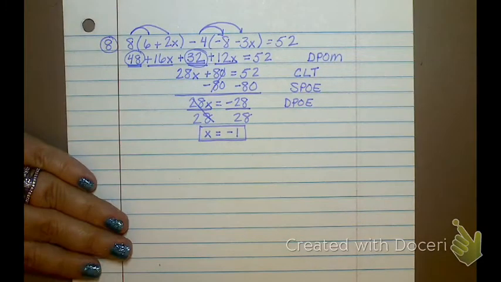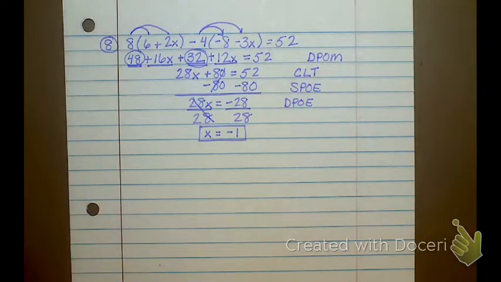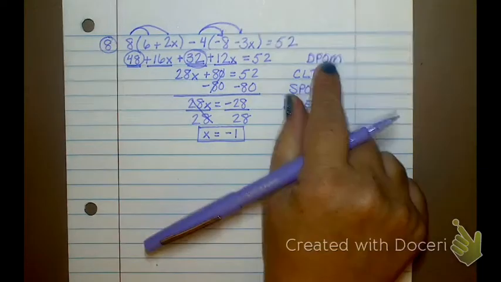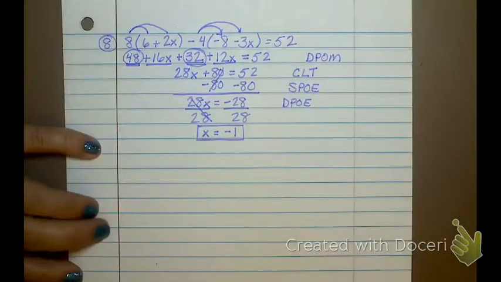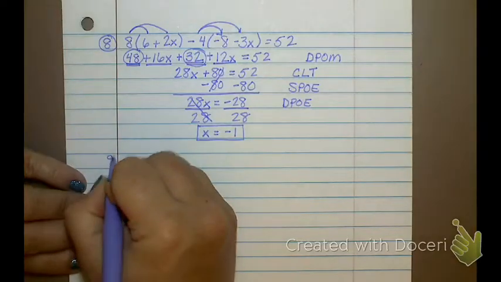So? Yes, ma'am. If there's two parentheses, would you have to put down distributive property of multiplication twice or just once? You can just list it here if you do both of those in the same step. You can just list it once. All right, 2 more problemos.